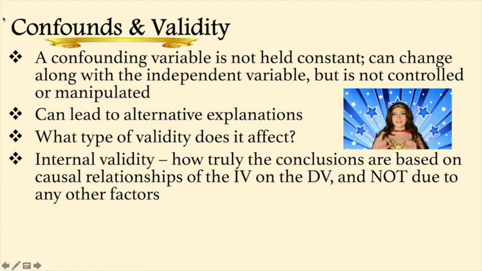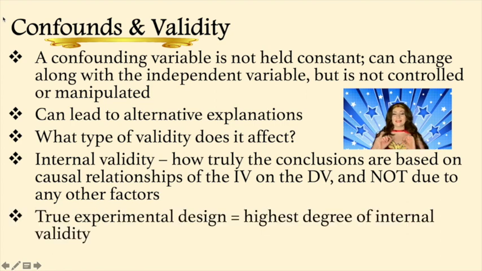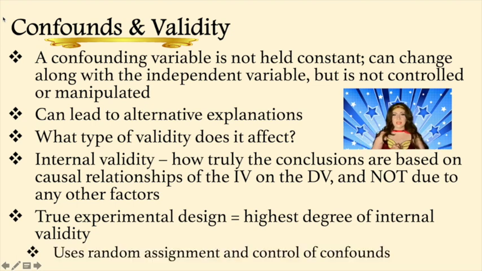So the true experimental design has the highest degree of internal validity. So how do we reach a high degree of internal validity? Well, first of all, we avoid confounds and we practice experimental control. But the second thing is to use random assignment.